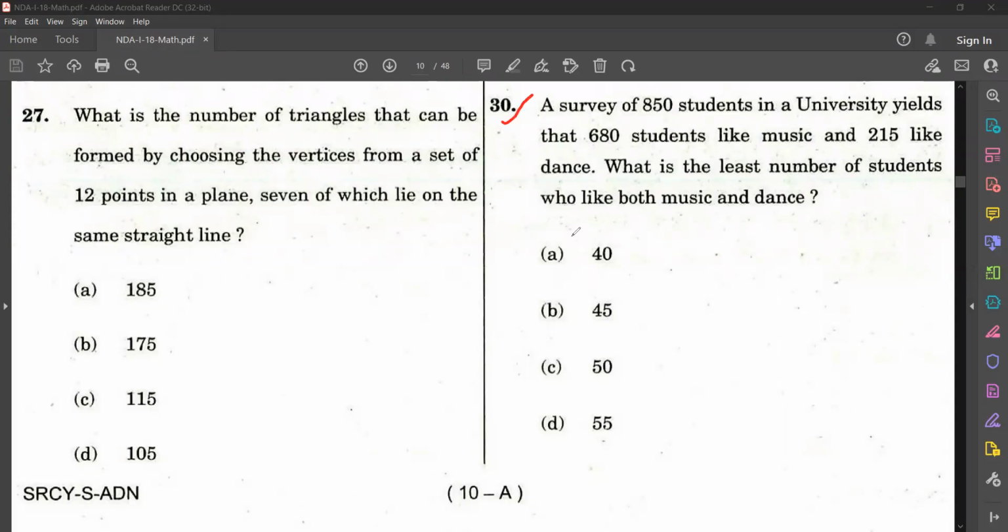A survey of 850 students in a university yields that 680 students like music, 215 like dance. What is the least number of students who like both music and dance? Options 40, 45, 50, 55. All of you do the question and comment your answers. Do it and comment.